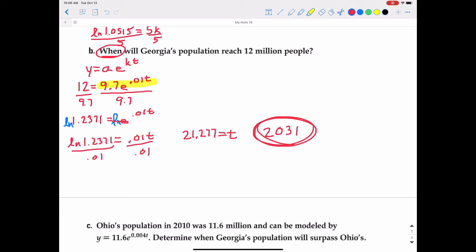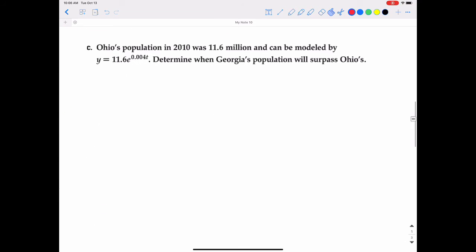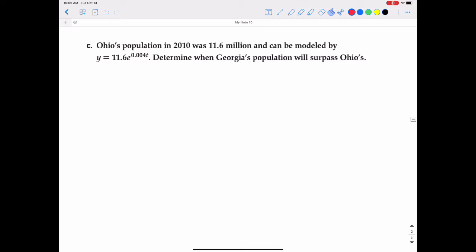So we want to figure out when will that exceed the formula that we're using for Ohio's population. So I will take 9.7 times e to the 0.01 t power. So that represents Georgia. And it says when we want it to surpass Ohio's population, in other words, be larger. So I'm going to set that greater than the formula for Ohio's population, which you can see is 11.6 e to the 0.004 t power.